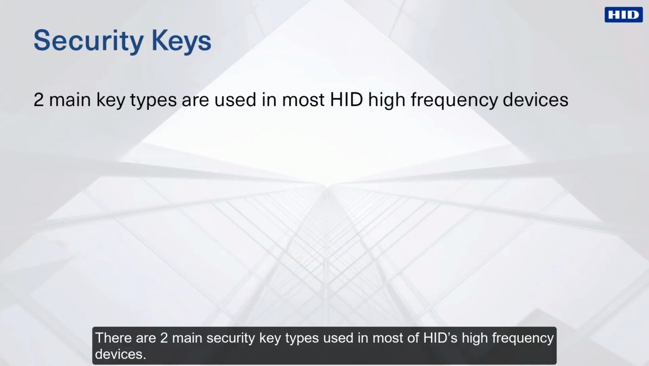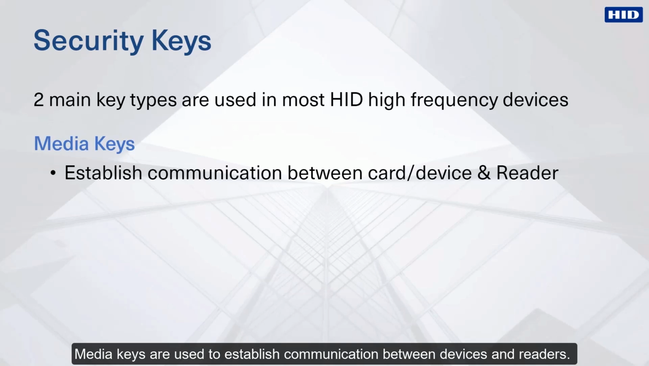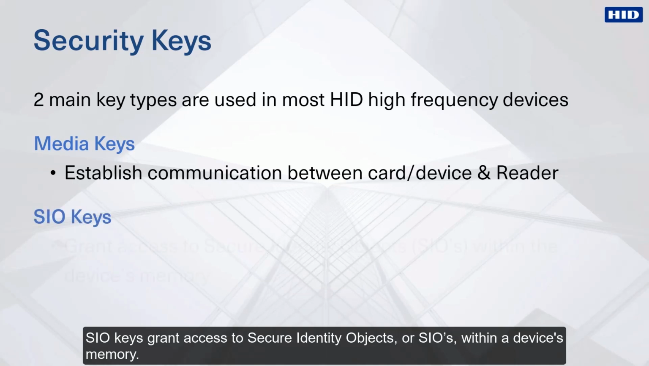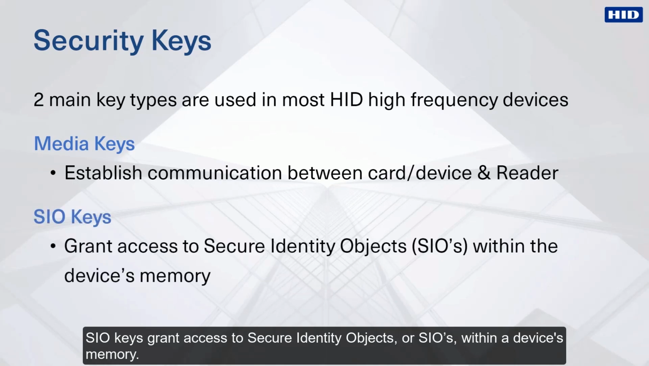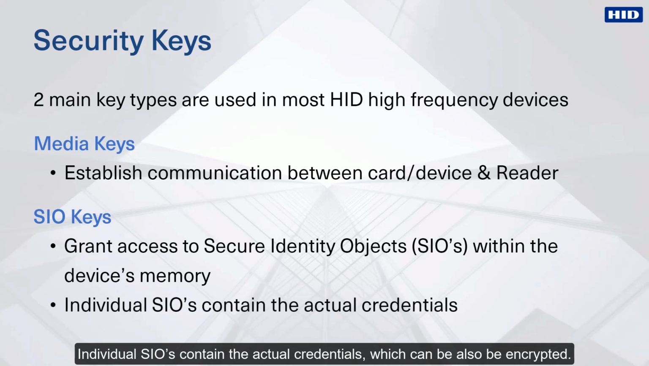There are 2 main security key types used in most of HID's high-frequency devices. Media keys are used to establish communication between devices and readers. They can be thought of as the key to a house's front door. SIO keys grant access to secure identity objects, or SIOs, within a device's memory. Think of these as rooms in a house where all the internal doors are locked. Individual SIOs contain the actual credentials, which can also be encrypted.